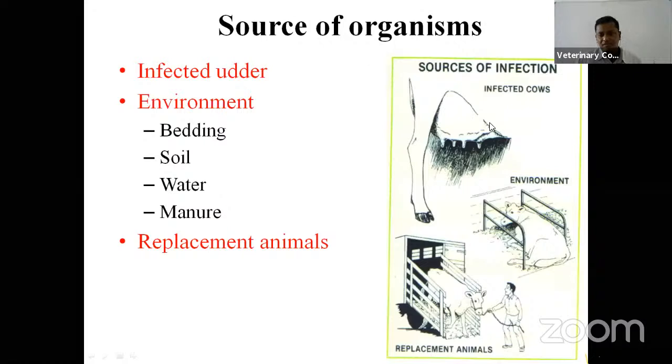And the sources of mastitis, when we talk about the infectious agents here, as I told you earlier, are either endogenous, because they have come from the cow itself, or exogenous, because they have entered through the teat canal and then colonized the udder. Any exogenous source could be bedding material, soil, water, or a milker. All these things are sources of infection.